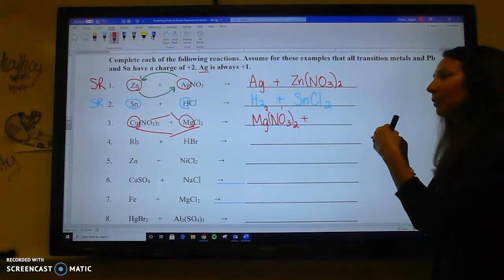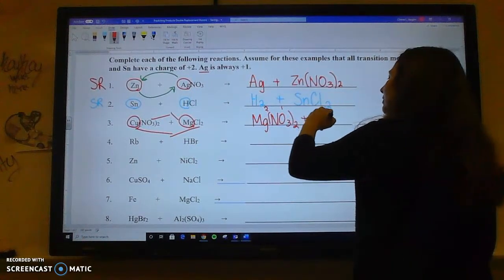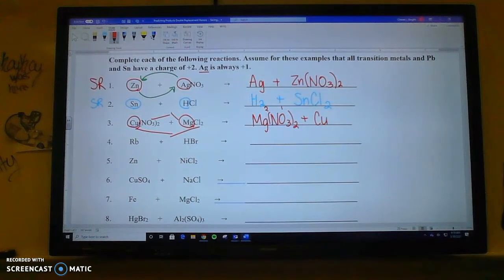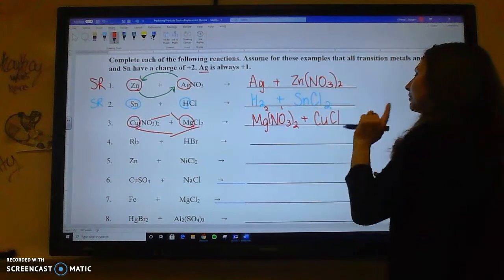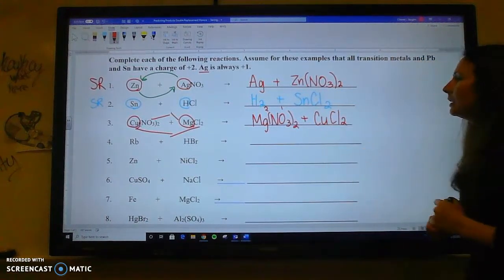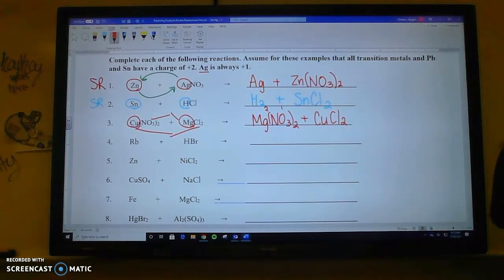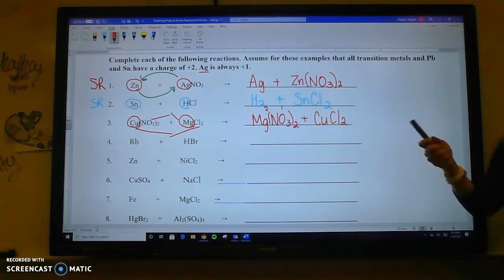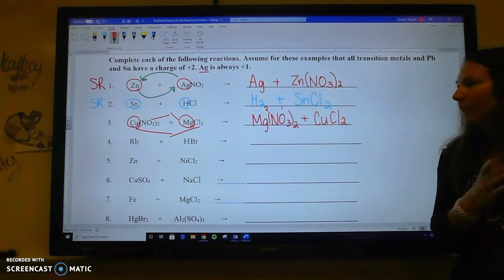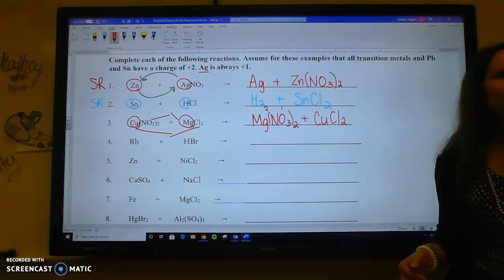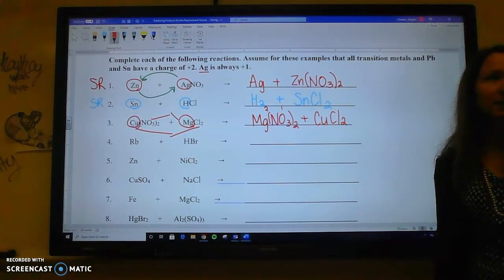And then we're going to put copper and chlorine together. So copper, transition metal, is going to have a charge of 2 here, and then chlorine has a charge of 1. When we switch those, it's CuCl2. So these pretty much look the same as they did on the other side. We just switched copper and magnesium. Everything else worked out perfectly. Okay? All right, thumbs up if this is making sense.